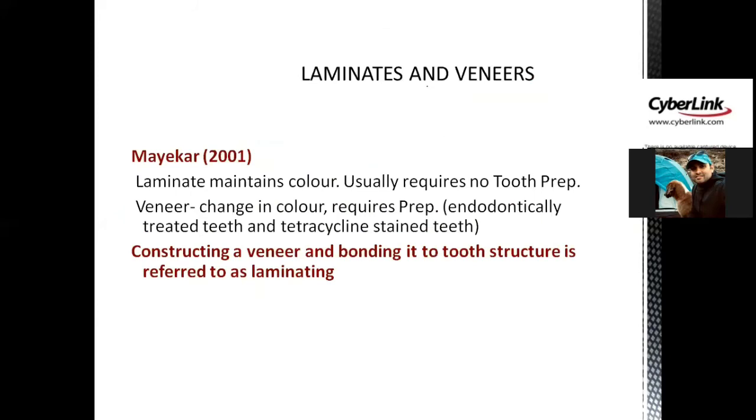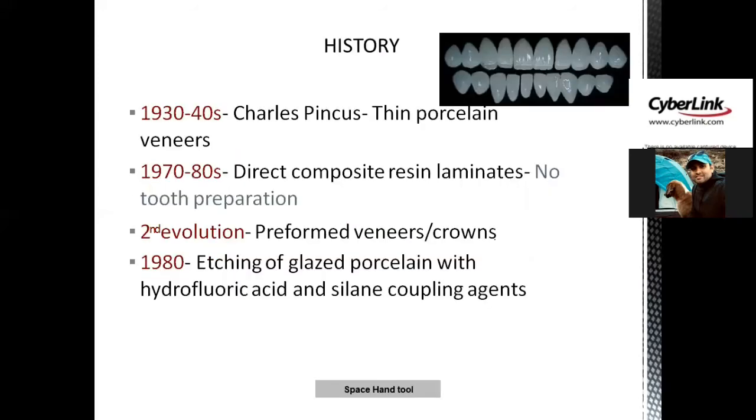Laminates and veneers. Meiker in 2001: laminate maintains color, usually requires no tooth preparation. Veneers change color and require preparation. They are used for endodontically treated teeth and tetracycline stained teeth. If we are constructing a veneer and bonding it to tooth structure, it is referred to as laminate.